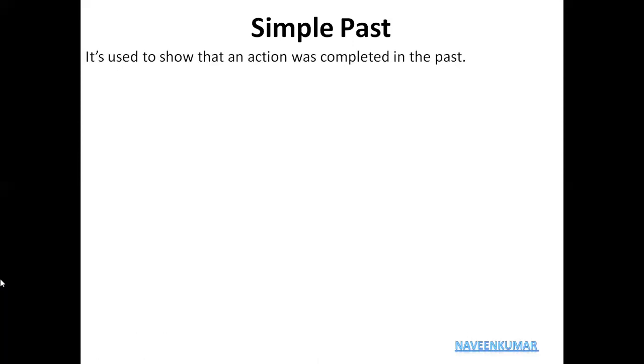Now we'll move on to the next one, that is simple past. So past tense is also divided into four subtenses, that is simple past, past continuous, past perfect, and past perfect continuous tense. So let's study the simple past. When we use simple past tense, it's used to show that an action was completed in the past. So whenever we're discussing an action which got completed in the past, we use simple past. So what is the formulation? Subject plus past tense of the verb and followed by object as usual.